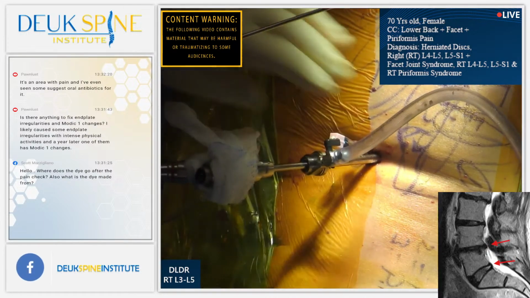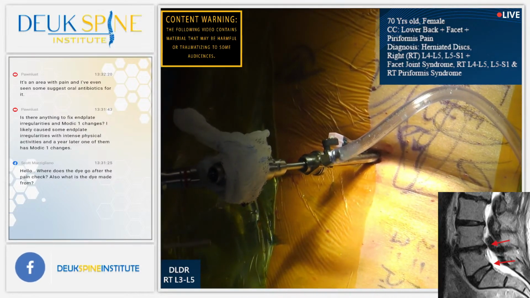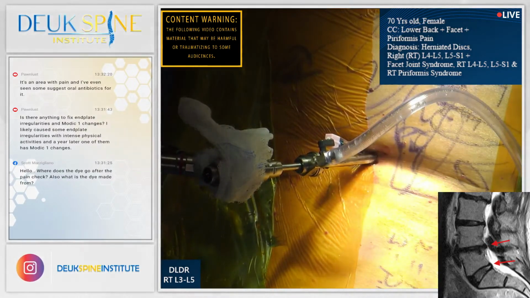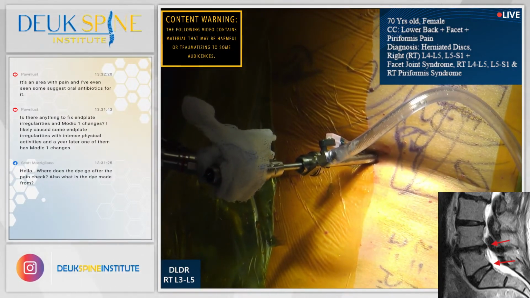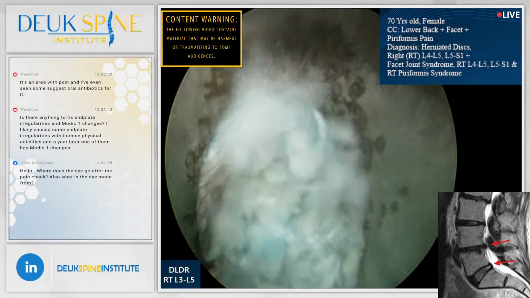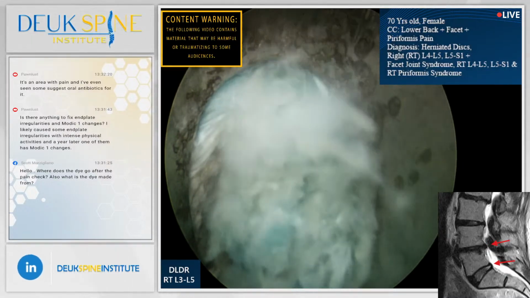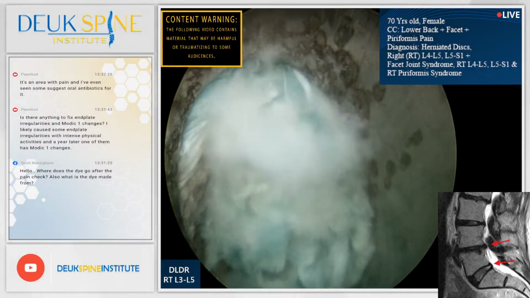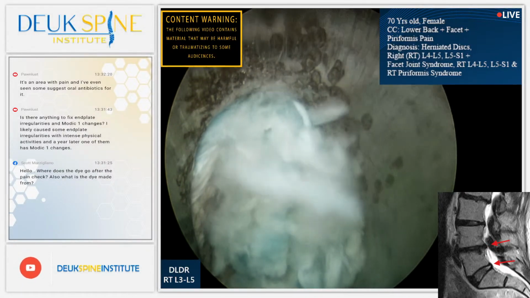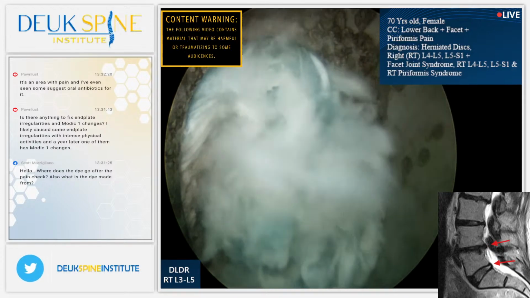Yes, this is coming from Scott on Facebook. Hi, Scott on Facebook. Welcome. He says, where does the dye go after the pain check? Also, what is the dye made from? Yeah, the dye leaks out the tear into the epidural space. Your body absorbs it. As a matter of fact, the patients, when they go in the recovery room after surgery, they get up and pee before they leave. Their pee is blue. So the dye gets absorbed into their bloodstream, and then it goes out their kidneys and into the toilet.